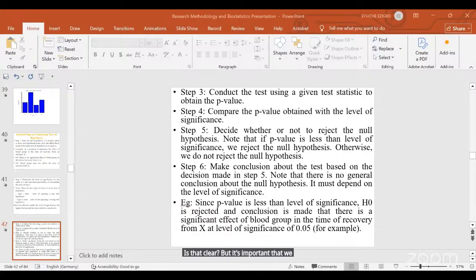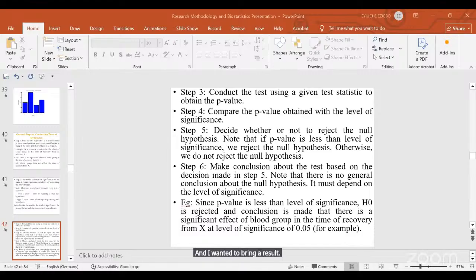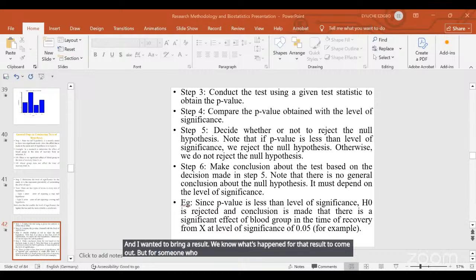But it's important that we know. For us in statistics, everything that the software is doing inside, we know all of them. We know the test statistic that it has applied, and we know the procedure it has taken. And when it is bringing results, we know what happened for that result to come out. But for someone who is not in statistics, that is not needed. What is important is that this is the result that I have, and I should be able to interpret it.